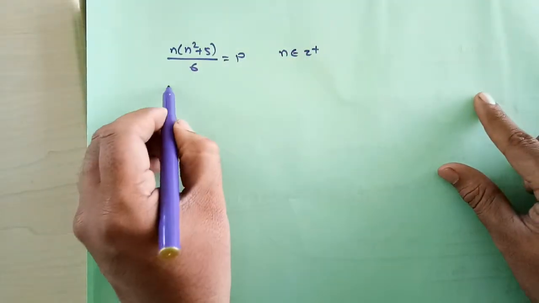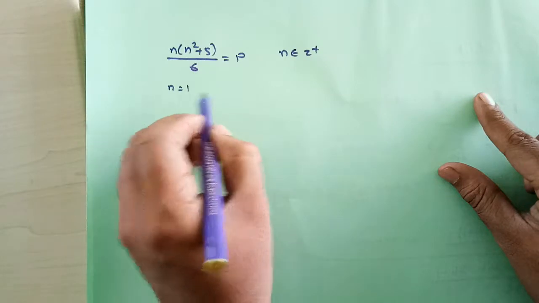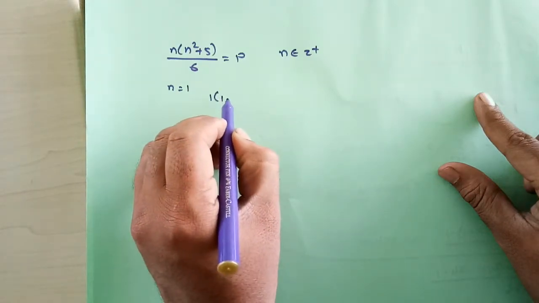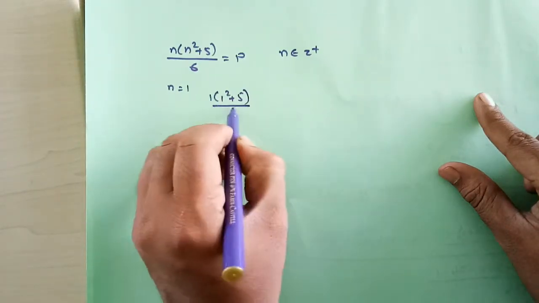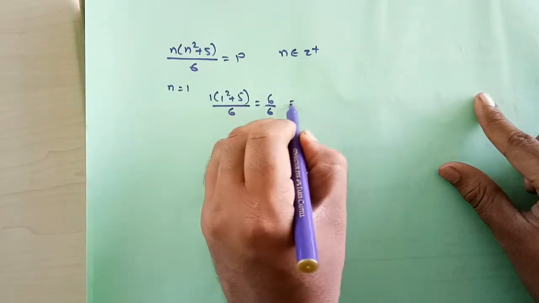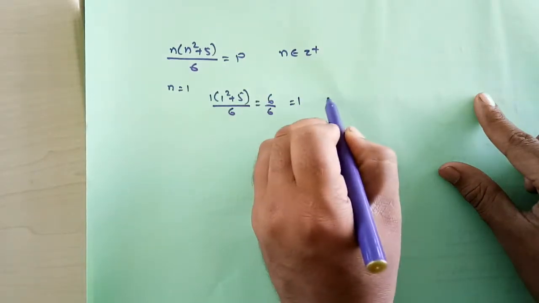So what I do is I take n equals 1. When I take n equals 1, it's 1 times (1 squared plus 5) over 6, which is 6 over 6, which is 1, which is divisible, so it's true.